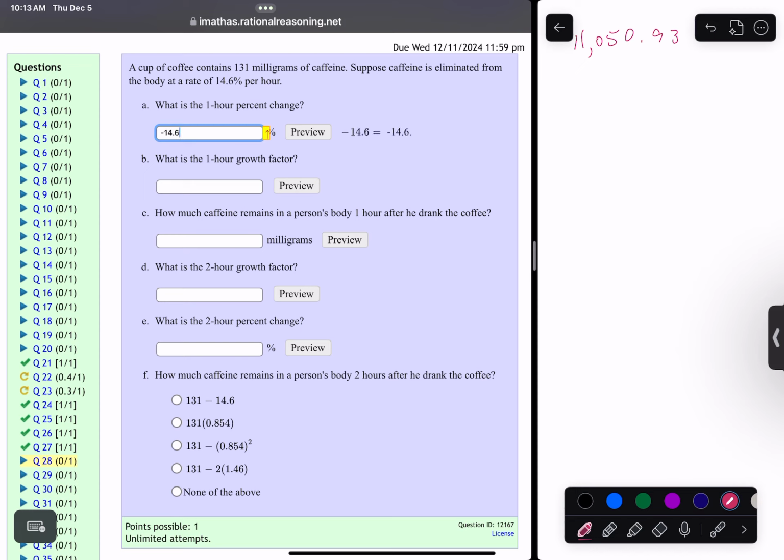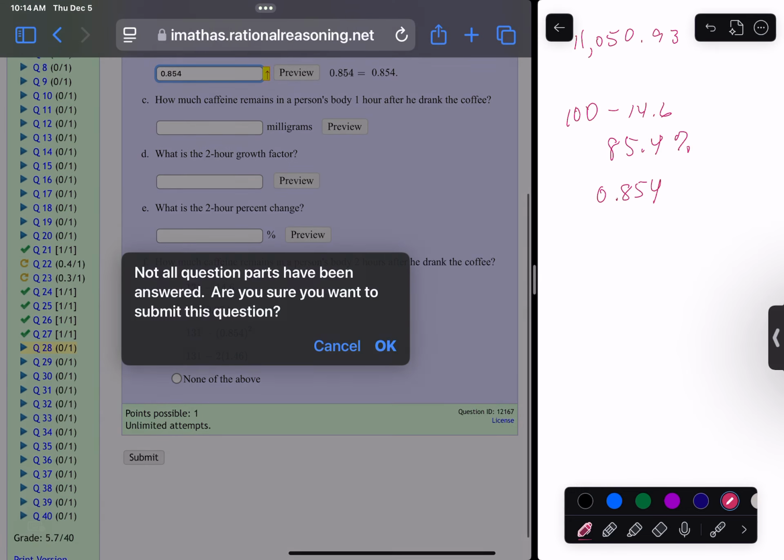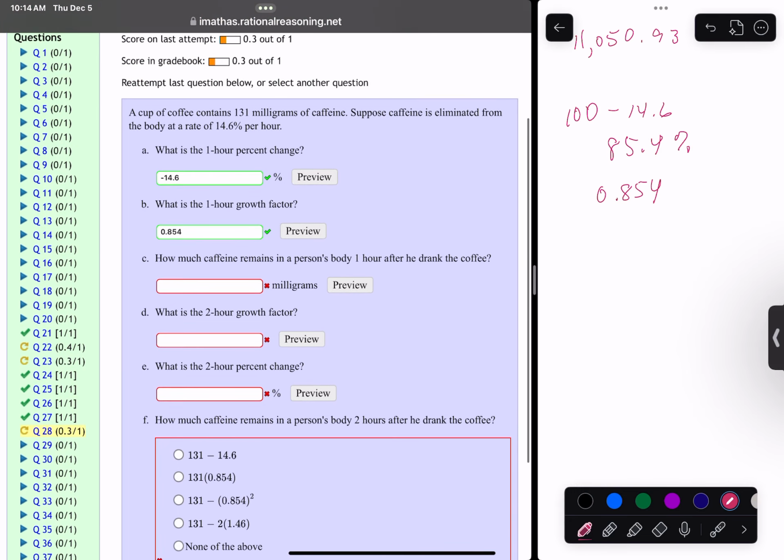Okay, so the growth factor, we always take 100 minus off that if it's going down, add it if it's going up. So that's 85.4% as a percentage, or 0.854 as a growth factor. So I'm just going to hit submit, make sure we're on the right track for those. Okay. So how much caffeine would remain in a person's body 1 hour after he drank coffee?